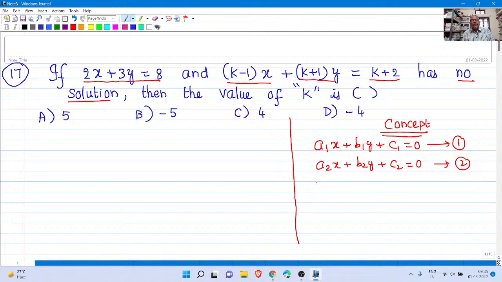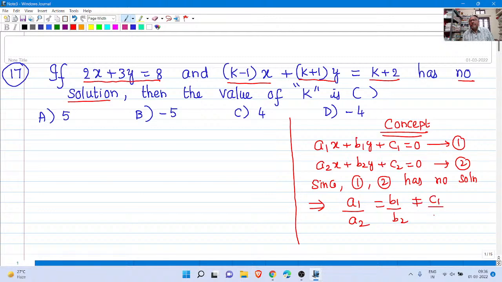So since 1 and 2 has no solution, that implies a1 by a2 equals b1 by b2 does not equal c1 by c2. So you remember this condition. You need to imply. Okay. So now you need to apply here.